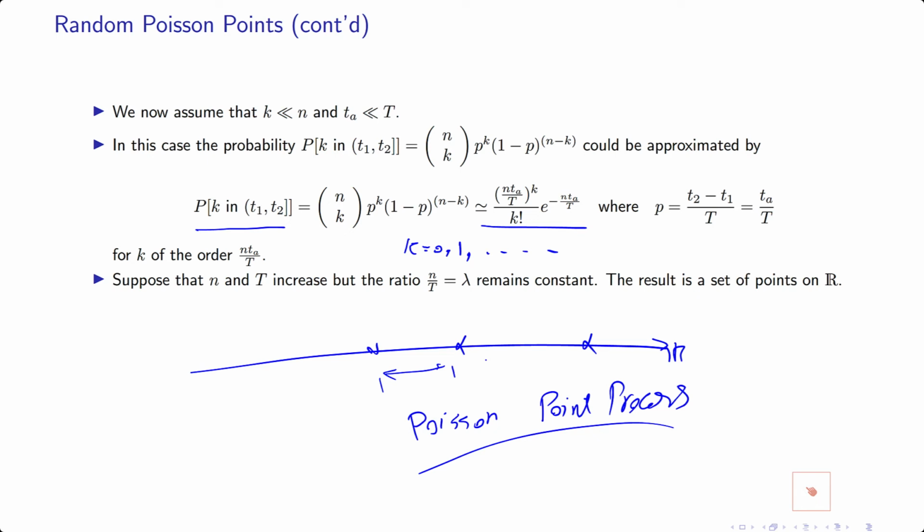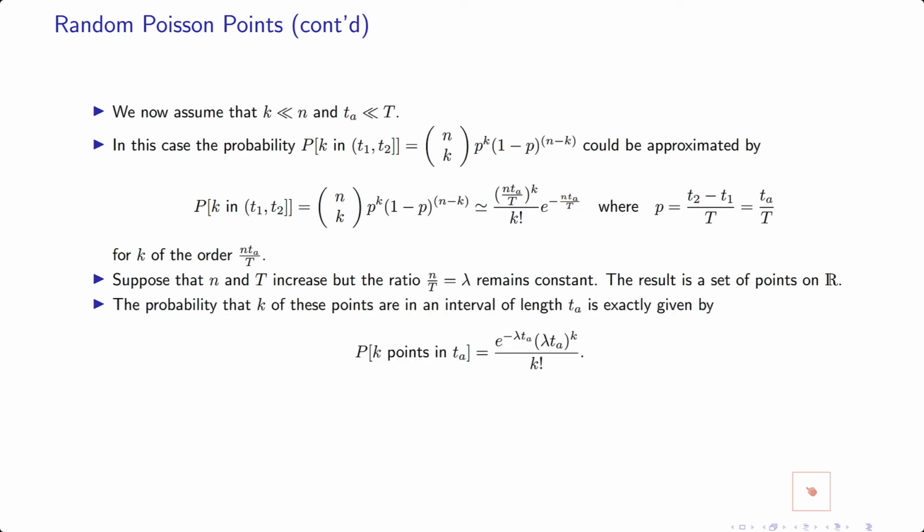But right now we know that if you consider any given time interval here with the length of Ta, this is the probability of having k points in this time interval. Now, if you have two non-overlapping intervals, you could write this one. So probability of k points in any time interval of duration Ta is given by that. And here k varies from 0, 1, 2, etc. So this is called Poisson distribution.